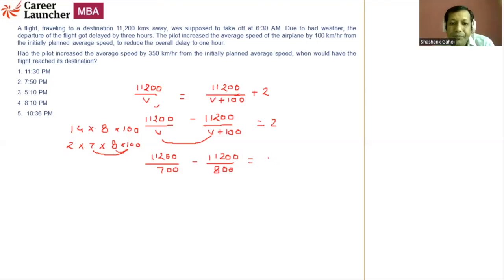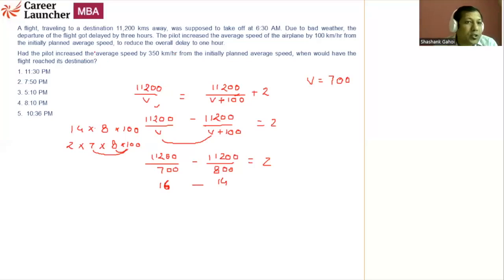or not. So this comes out to be how much? 14. This comes out to be how much? Oh, sorry. This comes out to be 16 and this comes out to be 14. Now, difference of these two values is 2. So basically, we got the value of v as we expected. So the initial planned average speed should be 700. So v comes out to be 700.